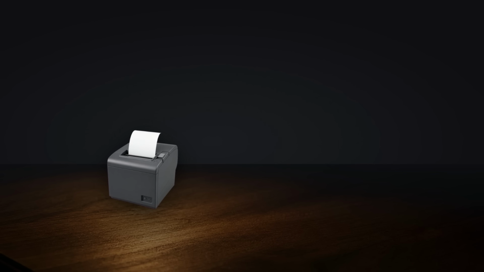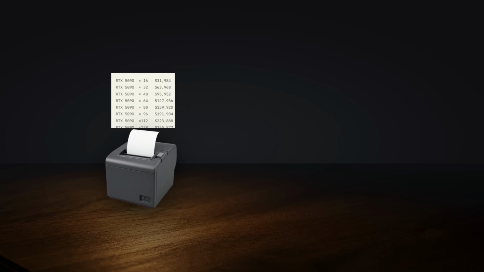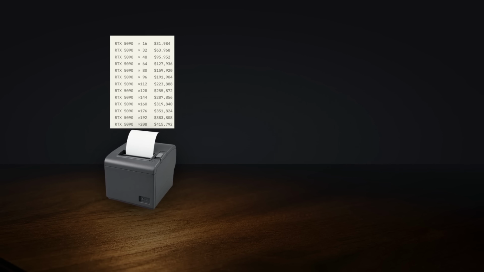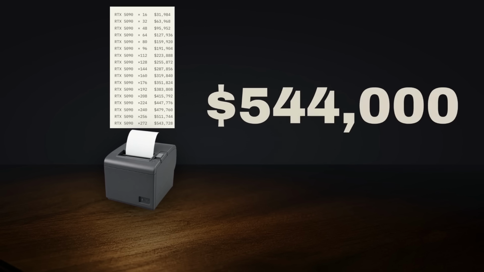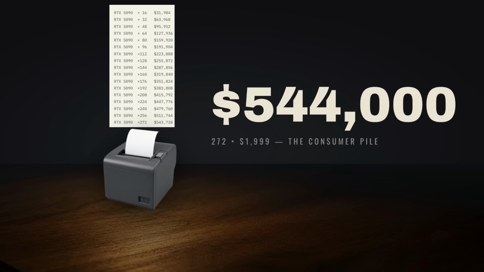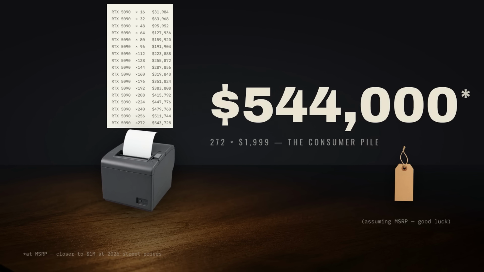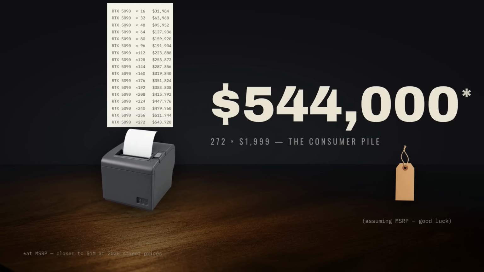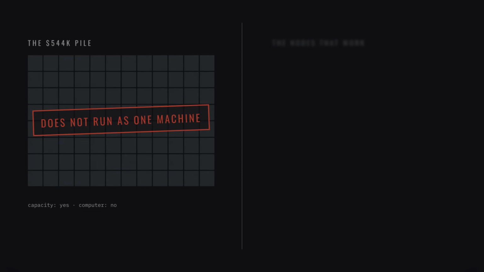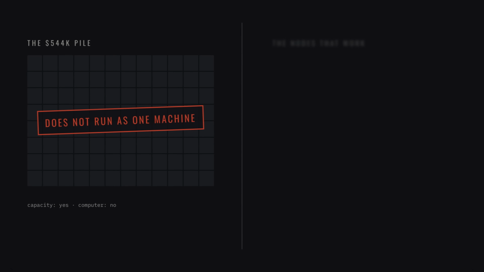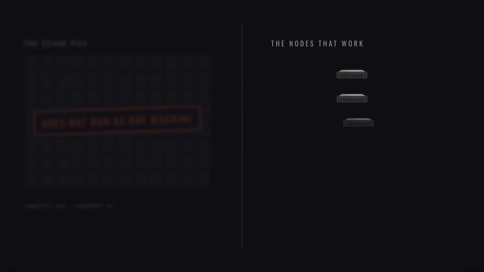So if you ignore the physical room entirely and just ring up the 272 consumer graphics cards we stacked up earlier, you're looking at a bill of about $544,000. Assuming you can actually find them for their $1,999 MSRP. And remember, that $500,000 pile is the version of the machine that does not work, because the server nodes that actually have the wiring to run it use data center hardware that costs more per unit.